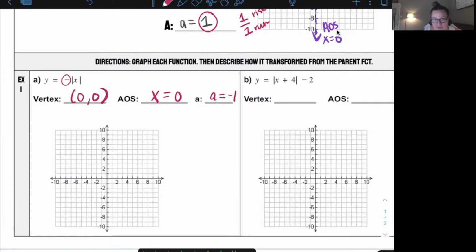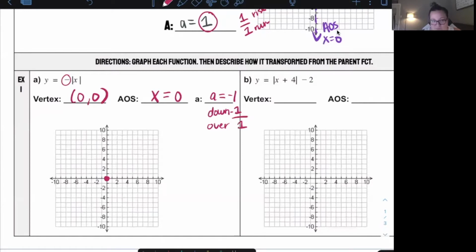So let's go ahead and graph this thing. So I'm going to graph my vertex at 0, 0. But my slope is -1. So that means I'm going to go down 1 over 1.